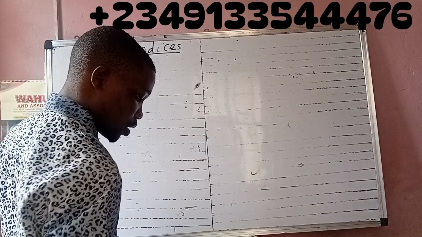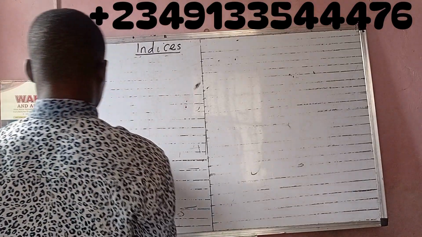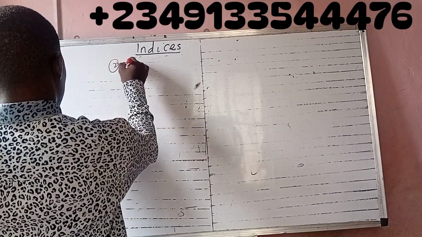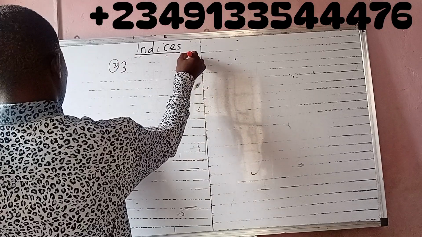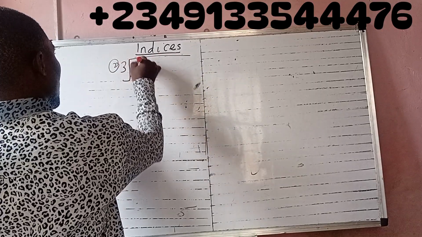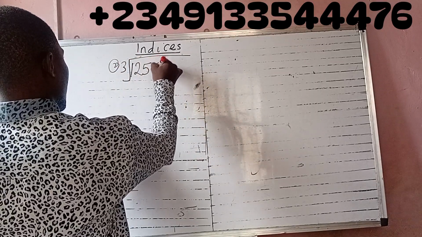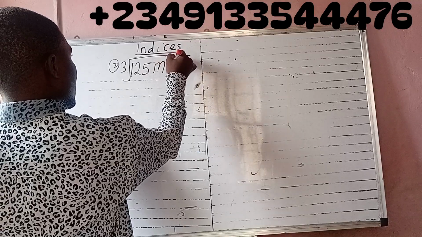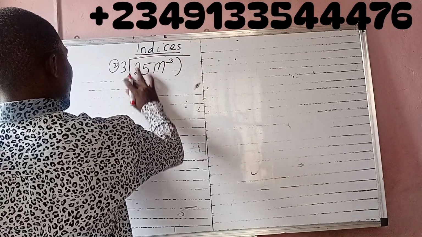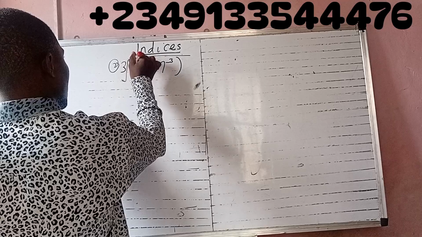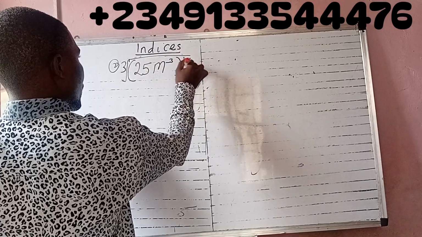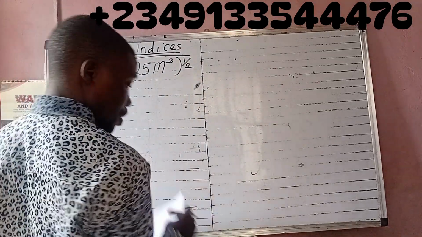Second question, I think I have here is 3. Okay, let's see the question. 125 m minus 3, everything is in brackets. Sorry, there's a bracket here, to the power 1 over 2. So I think this is the question. Let's see.